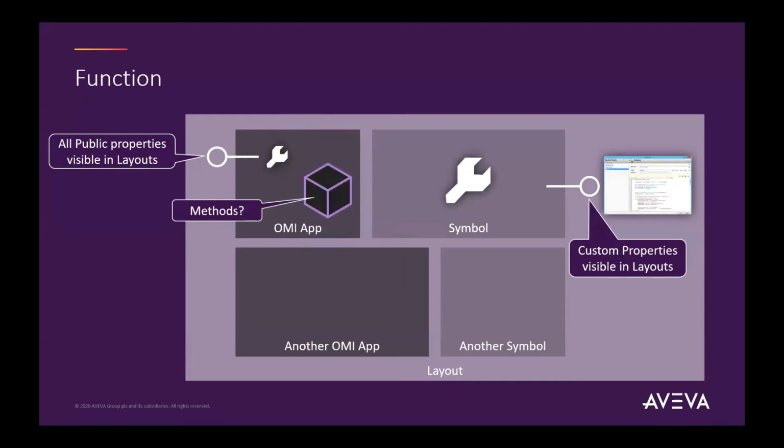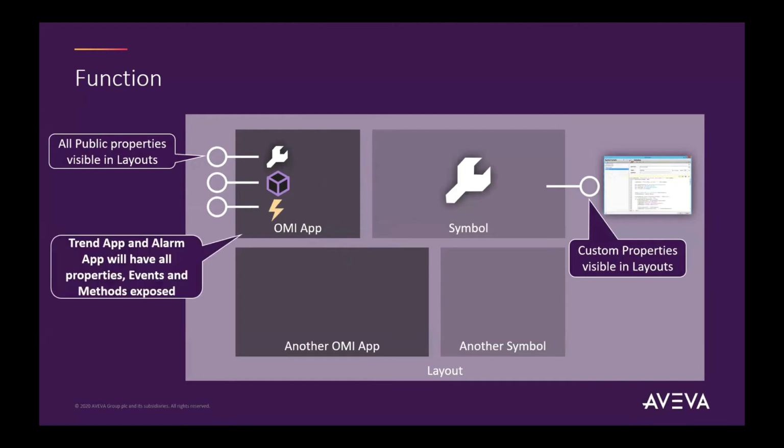While we were there, we thought apps also have methods, so why not expose all the methods? And we did that. We exposed all the methods. You can call those methods directly from scripting, and in fact, you can also subscribe to events. So if someone clicks on something inside an OMI app, you can subscribe to that event and run additional scripting if you want to do something like that.